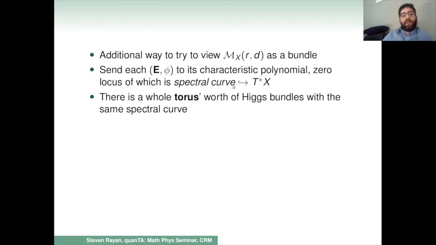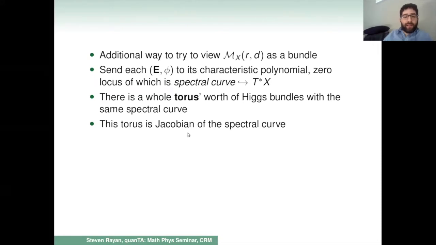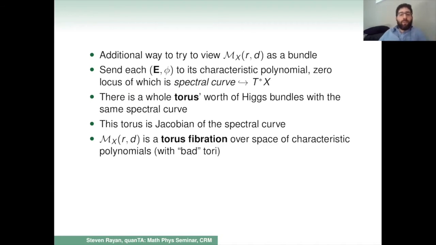And it turns out that there's a whole torus's worth of Higgs bundles that share the same spectral curve. This torus is related to the spectral curve in that it's the Jacobian of it. So that's actually the moduli space of line bundles on the spectral curve. And so what this is telling us is that I can take the space of all possible characteristic polynomials, and the moduli space of Higgs bundles is a torus fibration over that space. For each characteristic polynomial, there's a spectral curve. That spectral curve gives a torus. But some of these tori are degenerate, if I choose a bad spectral curve or a bad characteristic polynomial.